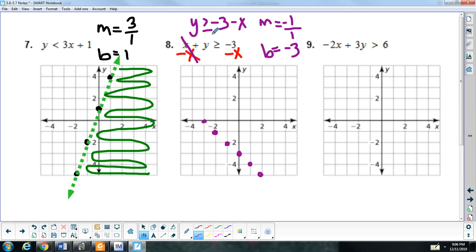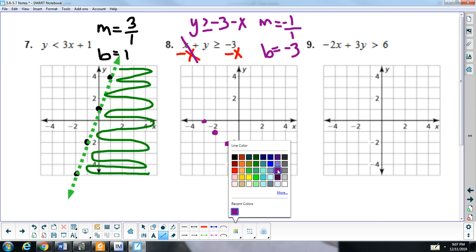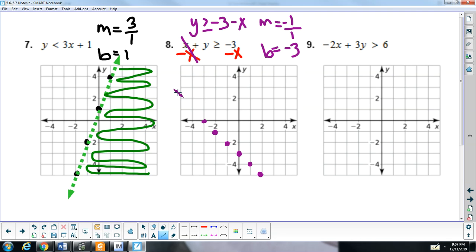So before I graph that line, I need to determine, am I going to have a solid or a dashed line? Right here, greater than or equal to tells me I'm going to have a solid line. So I can go ahead and choose that solid line. And let's make it purple to match. And there's our solid line.